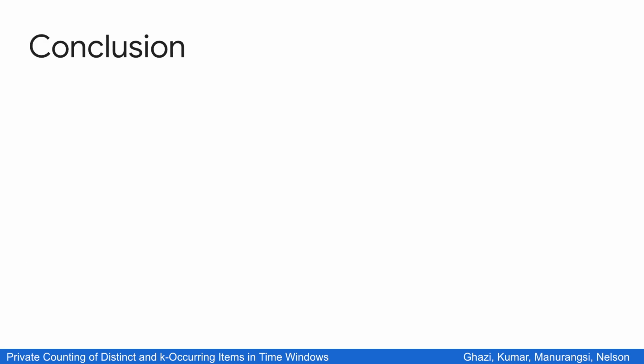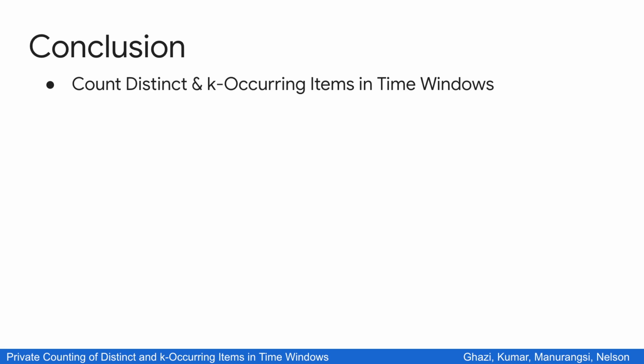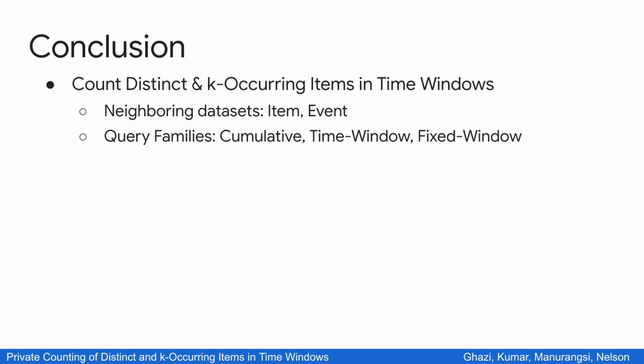All right, so that's all the time that I have to discuss the technical contributions of our paper. So let me quickly conclude here. In the paper, we consider many different settings of count distinct and k occurring items in time windows. The different settings include different neighboring relationships such as item level DP and event level DP. We consider the three different query families, including the cumulative time window and fixed window. Today, we only present the result about PLDP, but in the paper, we also consider the approximate DP case where delta is greater than 0 as well.